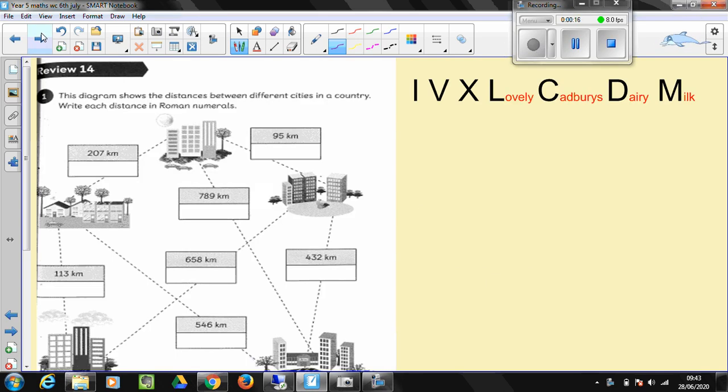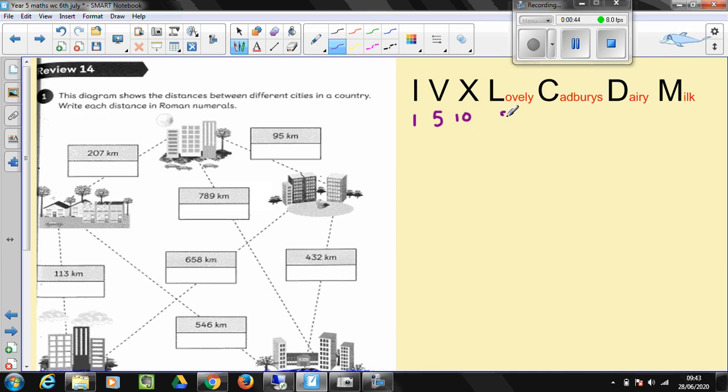So I know you've recently done Roman numerals. At the top is a little reminder to try and help you. Hopefully you know that I is 1 and that V is 5 and that X is 10. You might then get confused about L, C, D and M. A teacher I used to teach with taught me this little trick to help me remember. Lovely Cadbury's Dairy Milk. They go in the order L, C, D, M.